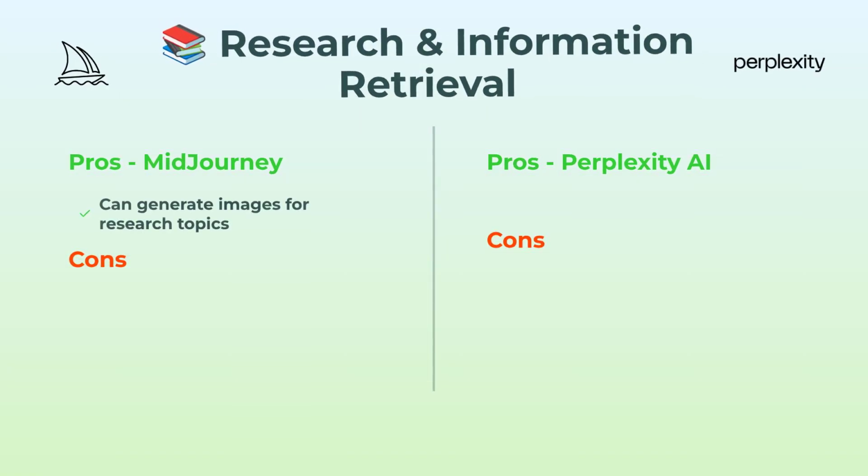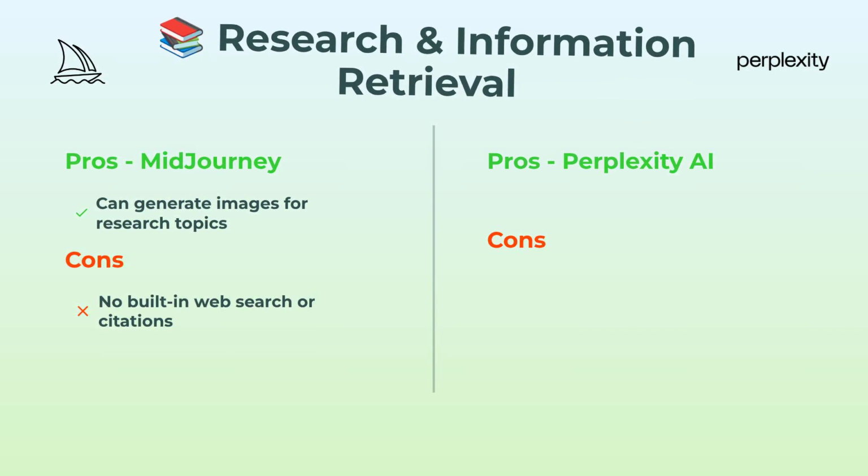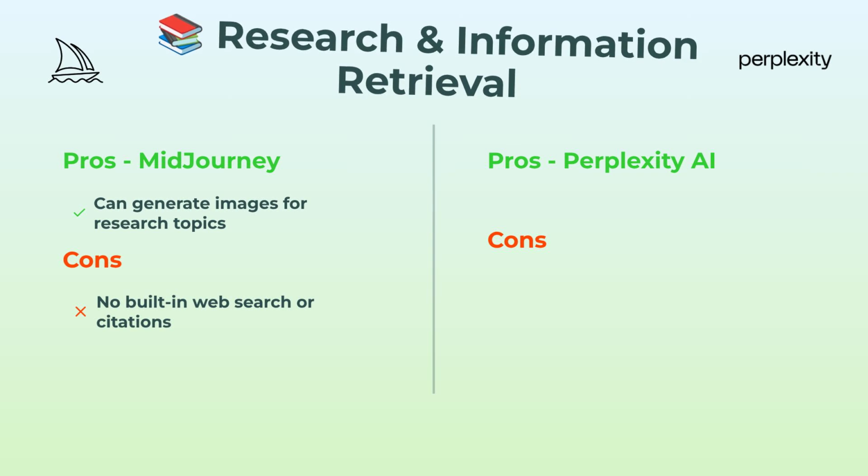Now, moving on to research and information retrieval. Here's where things really flip. MidJourney can generate images around research topics, which is neat, but there's no built-in web search. No citations. If you need up-to-date info, honestly, look elsewhere.